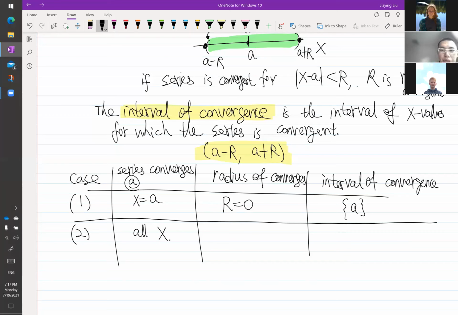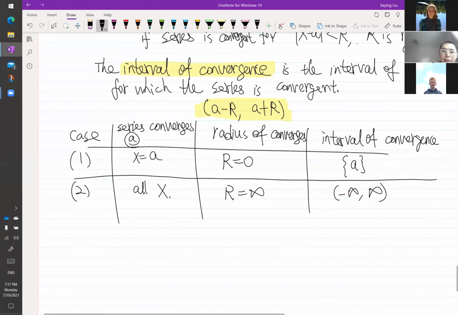In that case, the radius of convergence includes all numbers on the number line. So the radius is just going to be infinity, including all x values. And the interval of convergence will be from negative infinity to positive infinity. So that will be the interval.